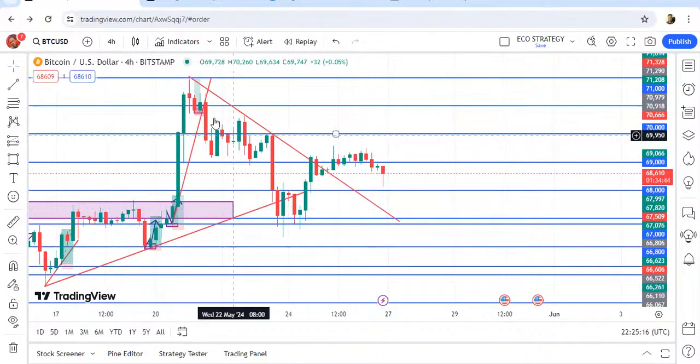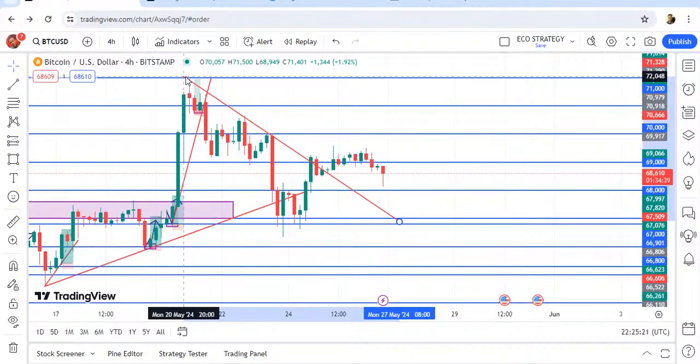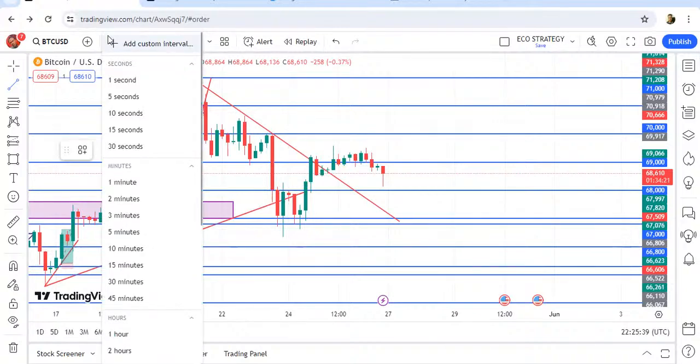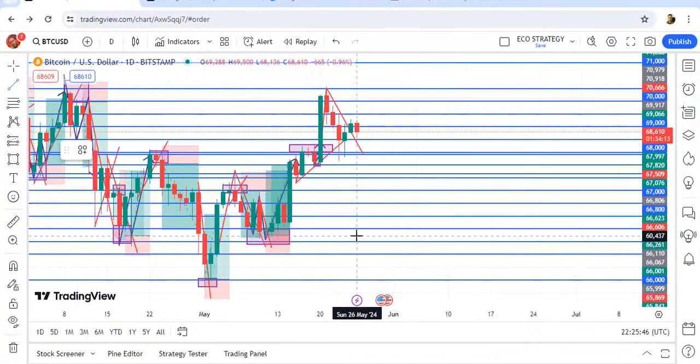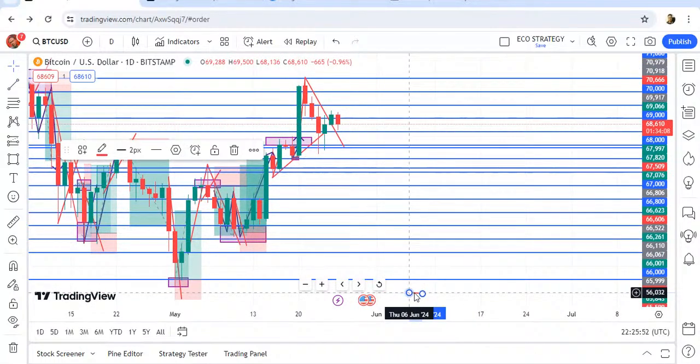Is this the break and retest you saw? Is this the trend line? Okay, hold on. Up trend line. Is it this one here? With what time frame did you draw your trend line? Okay, let me see. One day. Break and retest in one day. So where's the break and retest?